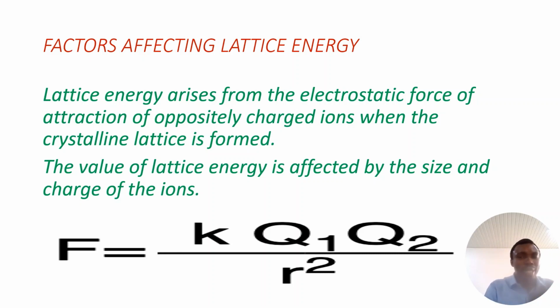A decrease in the electric force of attraction means there's going to be an increase in the ionic size or ionic radius. So the same applies to lattice energy. Lattice energy is inversely proportional to the ionic size or the ionic radius. So as the ionic size or ionic radius decreases, the lattice energy increases. As the ionic size or ionic radius increases, the lattice energy decreases.